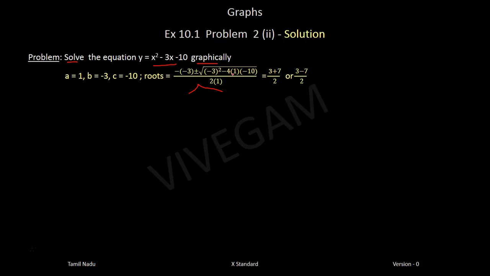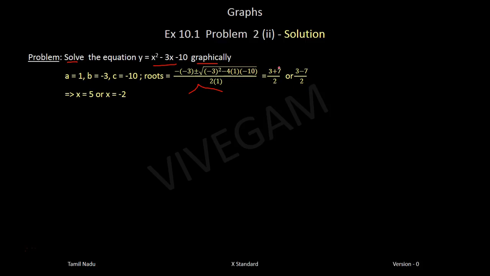You can try it out on your own. Root of 49 is 7. So the roots are 3 plus 7 by 2, or 3 minus 7 by 2. 2 into 1 is 2. I'm not putting all the details. I will leave it to you to work it out because this video will become too lengthy, but I'm giving you the crux of the problem. So 3 plus 7 by 2 and 3 minus 7 by 2 are the two roots.